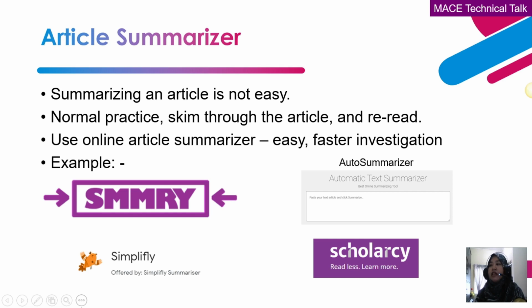Okay, sometimes the article is not what we are looking for, even if it uses a similar keyword, right? But with AI technologies, there are many summarizer tools available or offered online. So we just need to pick the right one that suits our needs. This tool really comes in handy as it will speed up the investigation process. For example, SMMRY, Auto Summarizer, Resoomer, Simplify, and Scholarcy. So in this sharing, I will browse through Scholarcy for your reference.